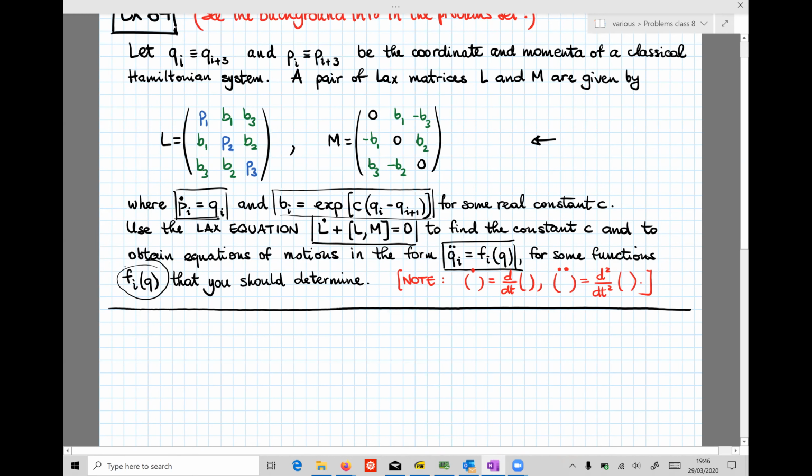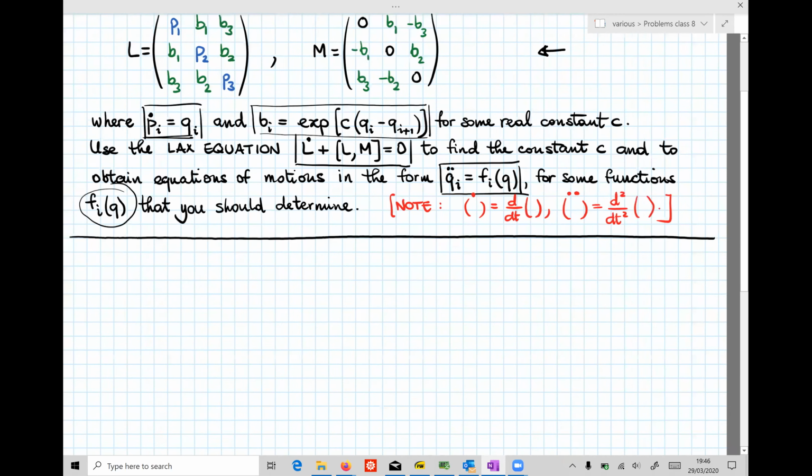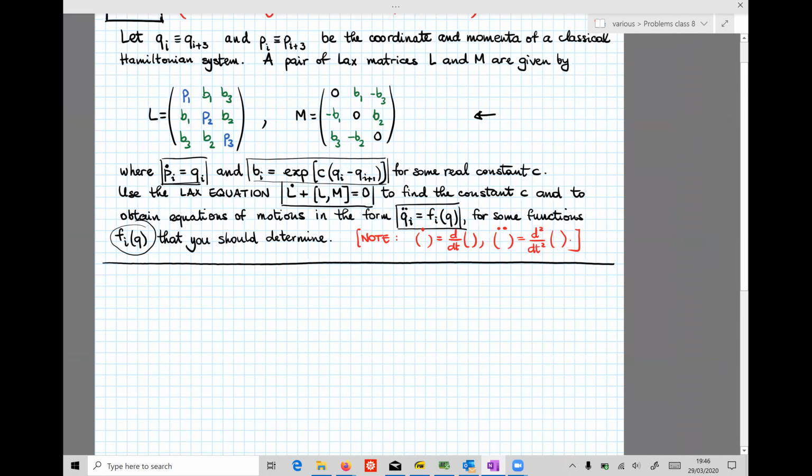Okay, so this is the exercise. It might sound scary, but we don't need to do that much. First of all, we want to write the Lax equation in terms of the two matrices L and M, which appear in the Lax pair.